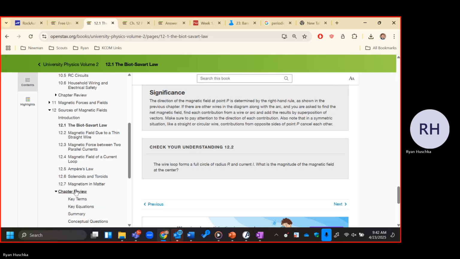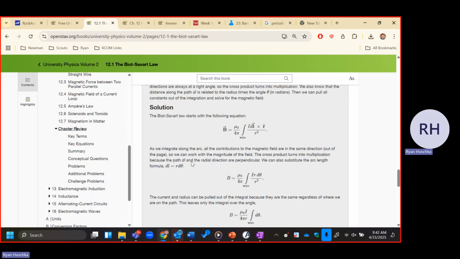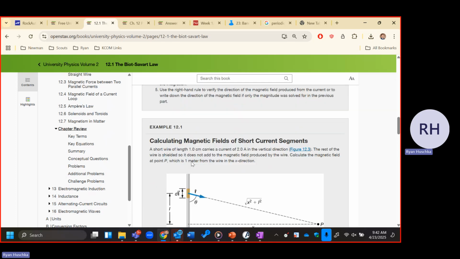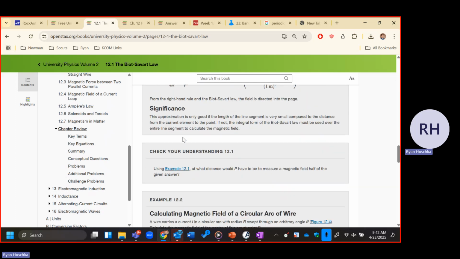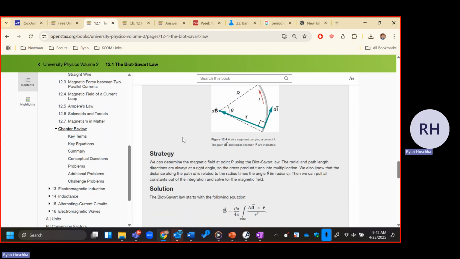So on that, I'm going to let you guys, as honor students, easily work through example 12.1, and you can even work through example 12.2, and then there are some on the assignment that I put.